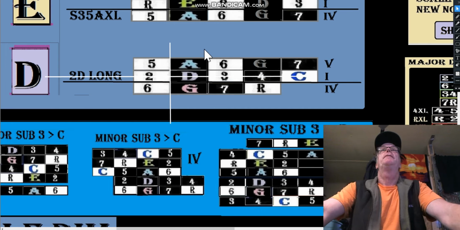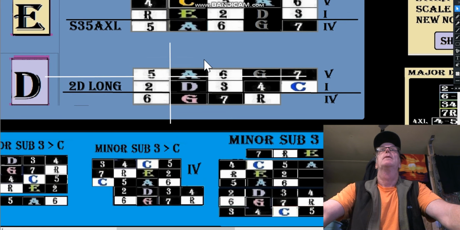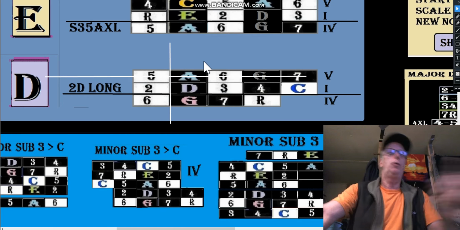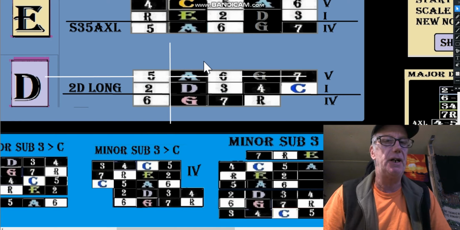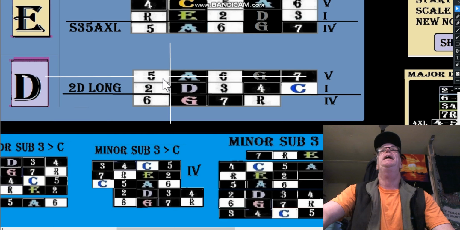So when we go to the fifth in the substitution, we're going to just take the pattern down and see what happens. Rule 1, we're going to play pentatonically. Okay, so what is the pentatonic A scale?